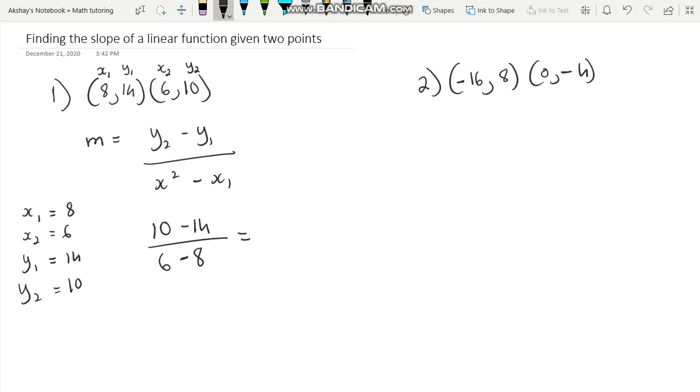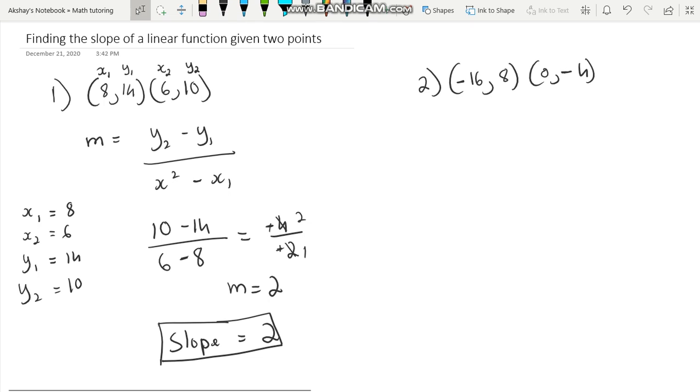10 minus 14 gives me negative 4. 6 minus 8 gives me negative 2. Negative, negative cancel out. 2 divided by 2 is 1. 4 divided by 2 is 2. So I have my slope as 2. Hence, my slope is 2.